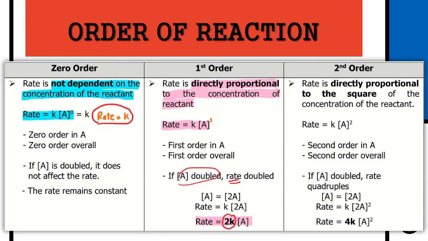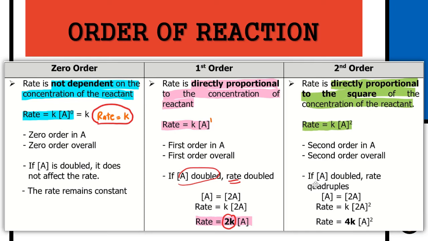Now, let's take a look at what is second order reaction. For second order reaction, it is said that rate is directly proportional to the square of the concentration of the reactant. So our rate law, we will write it down as rate equals K times concentration of A to the power of 2. So we say that the reaction is second order in A and second order overall because we only have one reactant here.